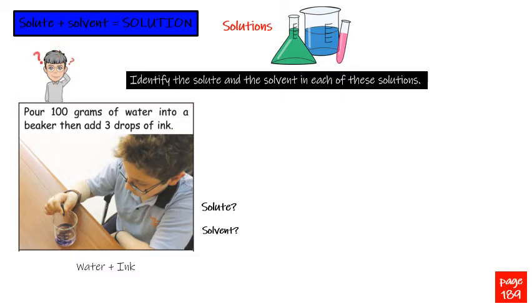5, 4, 3, 2, 1. What did you say? The solute is ink. Good job. And what is the solvent? It's water. Perfect. So the solute is ink and the solvent is water. We have a solution of ink and water. The ink has dissolved in water.